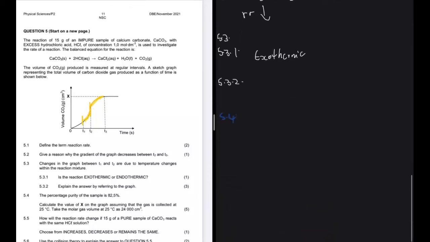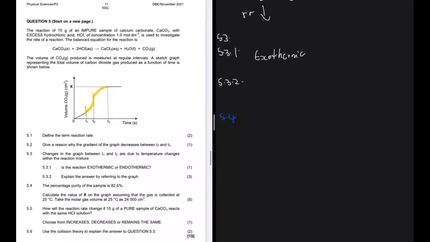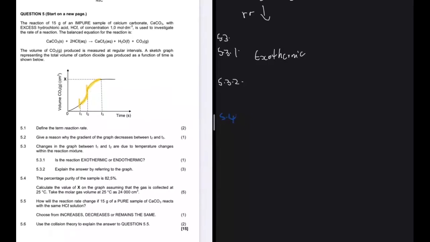5.4. 5.4 says the percentage purity of the sample is 82.5%. And then calculate the value of X on the graph, assuming that the gas is collected at 25 degrees Celsius. So we have T equals 25 degrees Celsius, and the molar gas volume Vm equals 24,000 centimeter cube.